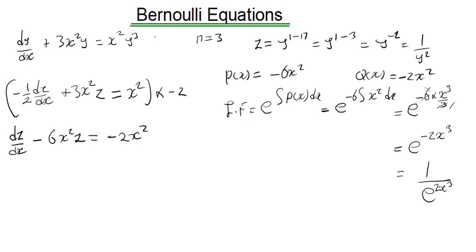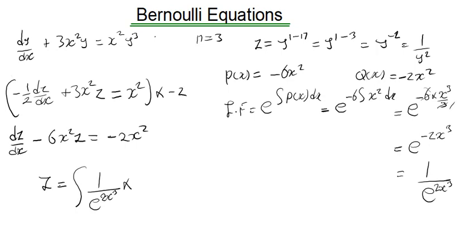Okay, so now to come up with a solution, remember I am no longer dealing with y, and to come up with my solution, z will be equals to the integral of the integrating factor that we have found, which is simply 1 over e to the power 2x to the power 3. I'll multiply by the function q of x. So remember my q of x is negative 2x squared.